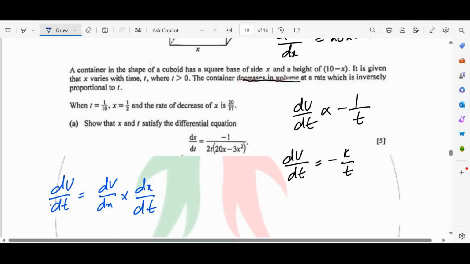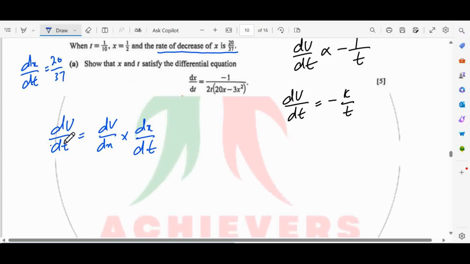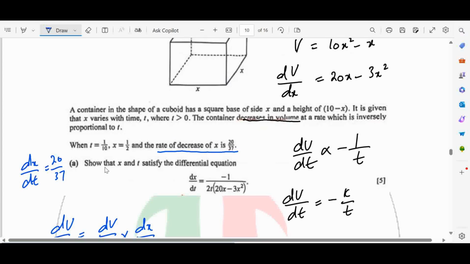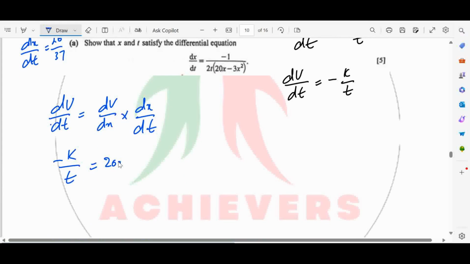Now in the question they say that the rate of decrease of x is this. It means that dx by dt is equal to 20 by 37. We just need to put the values now. So dv by dt is equal to minus k by t. dv by dx is what? It was 20x minus 3x square. And we know that dx by dt is 20 by 37.